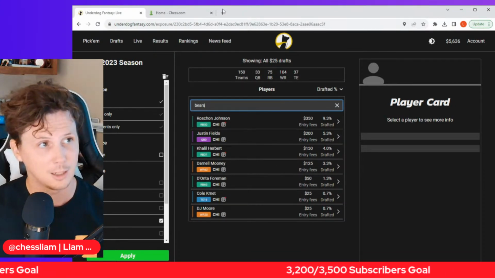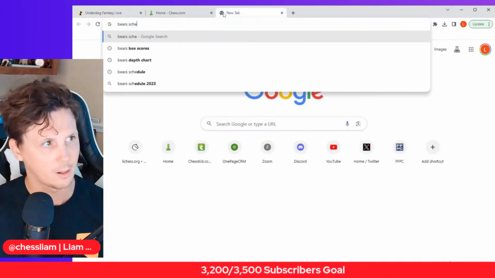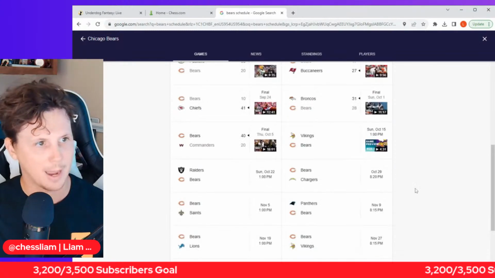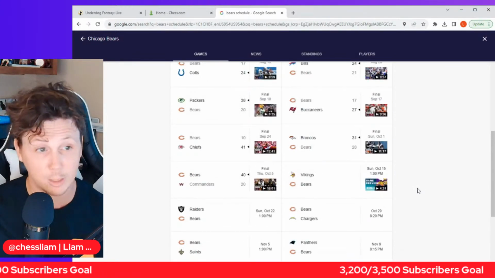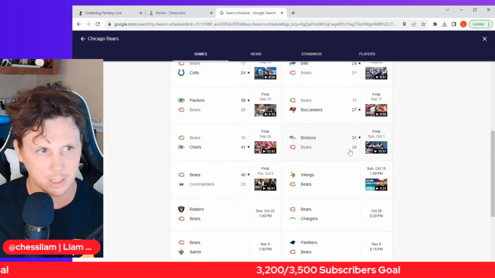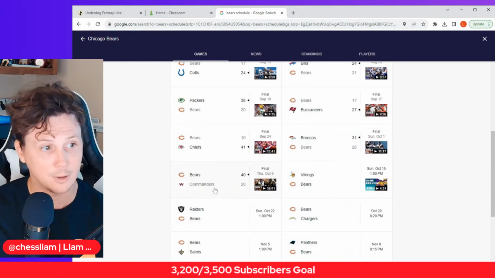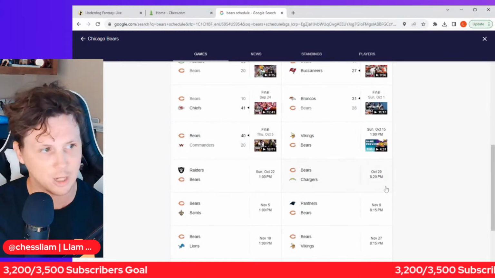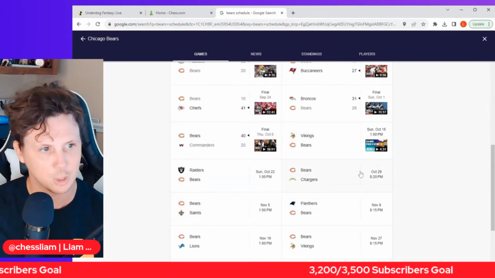If we look at this Bears schedule here, I think this is a product of them playing some really bad defenses. I don't need to tell you the Broncos suck. The Commanders just cannot defend the deep pass at all. And they have a good stretch coming up. They got Vikings, Raiders, Chargers.